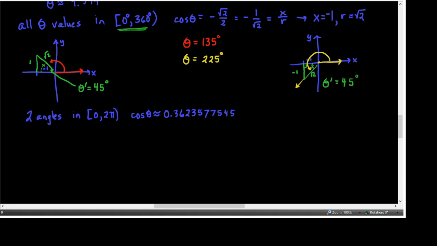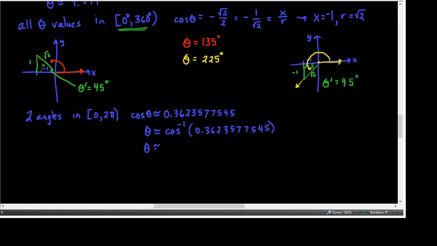Well, if you pick up your calculator, you know that to find theta, you're going to have to use cosine inverse of that number. And how many answers will you get when you type this in your calculator? Well, since your calculator is a function machine, it only gives one output for each input. So you're not going to get two answers out of the calculator when you type this in. You'll get one of them.